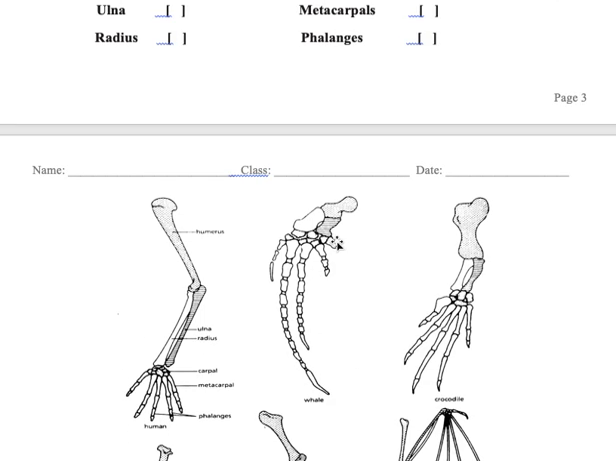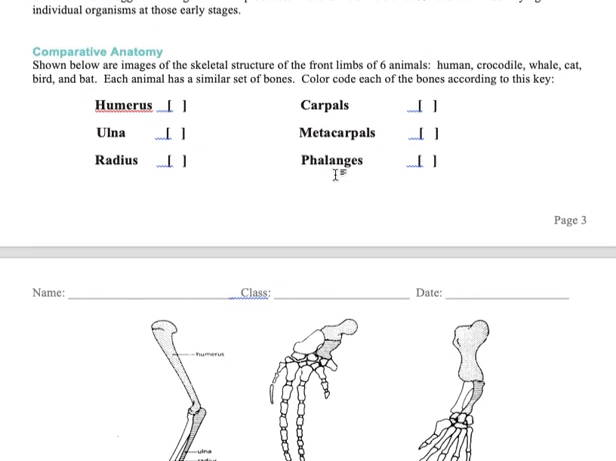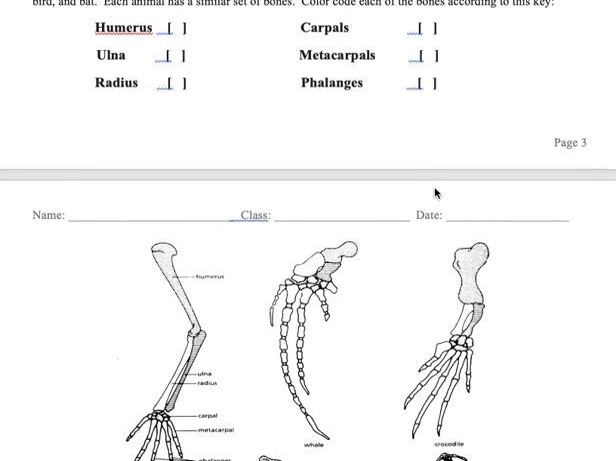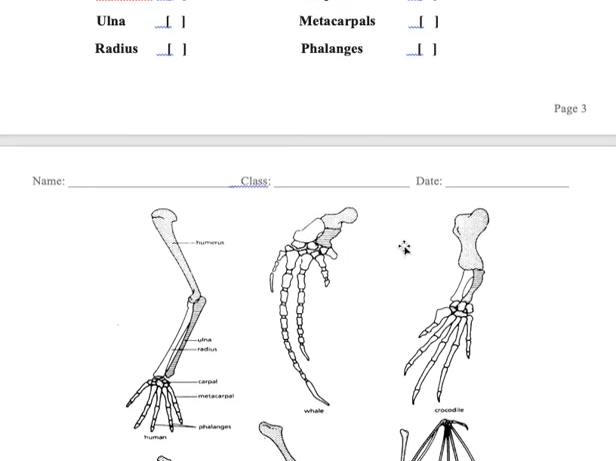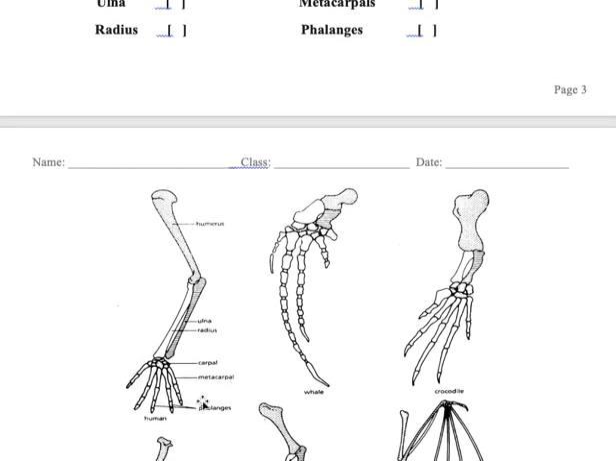And then last but not least, you have phalanges. It's such a fun word to say, phalanges. It's another way to say fingers. You can use that word. It's synonymous with fingers, typically. Your phalanges are attached to your metacarpals. So perhaps you're coloring the phalanges yellow.